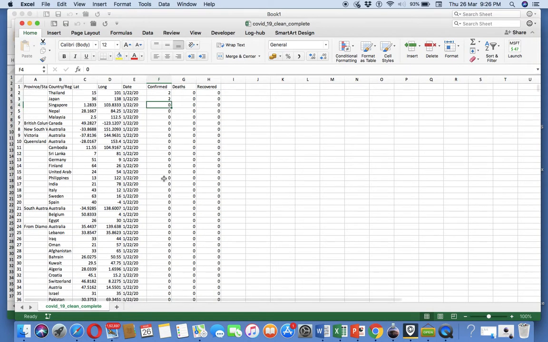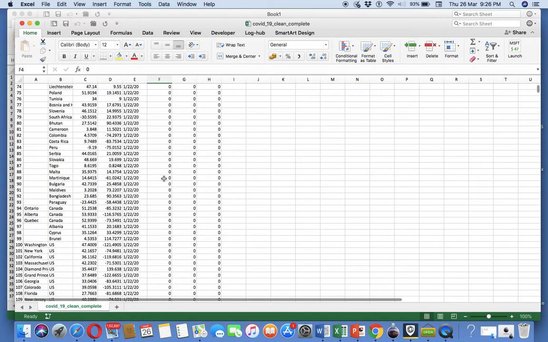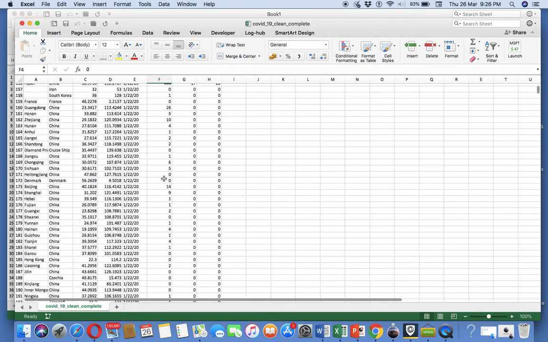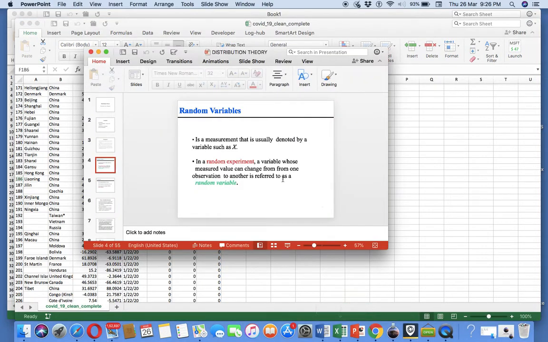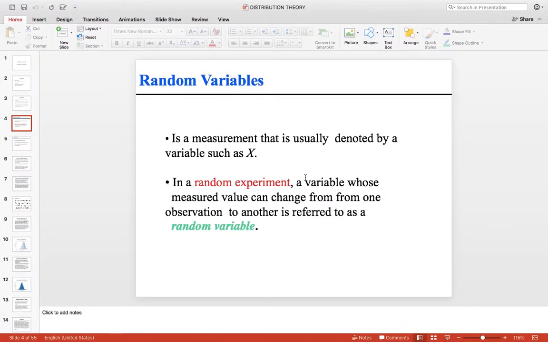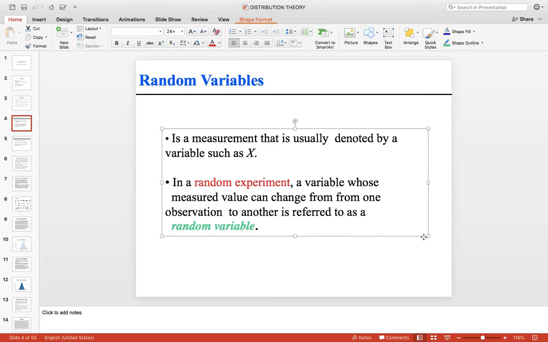So the number of confirmed cases on a particular date, you have 1 and 4 and so on. So this becomes a random variable. A random variable is a variable whose measured value can change from one observation to another and is referred to as a random variable.